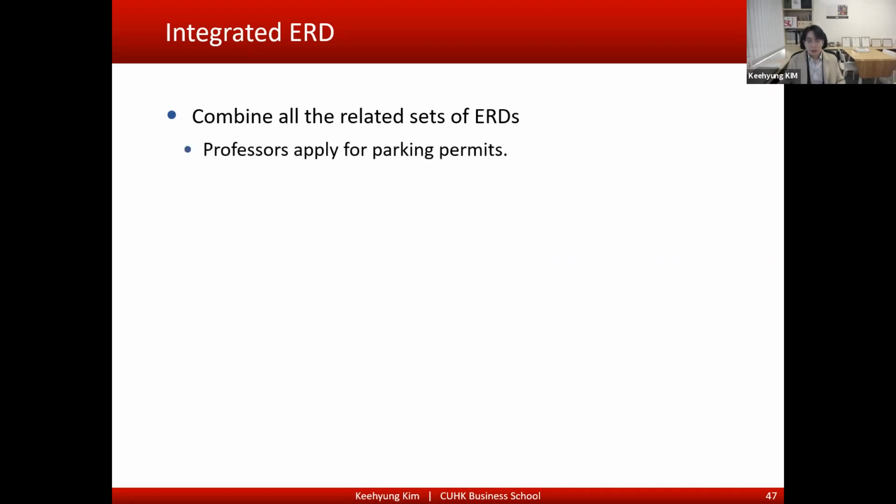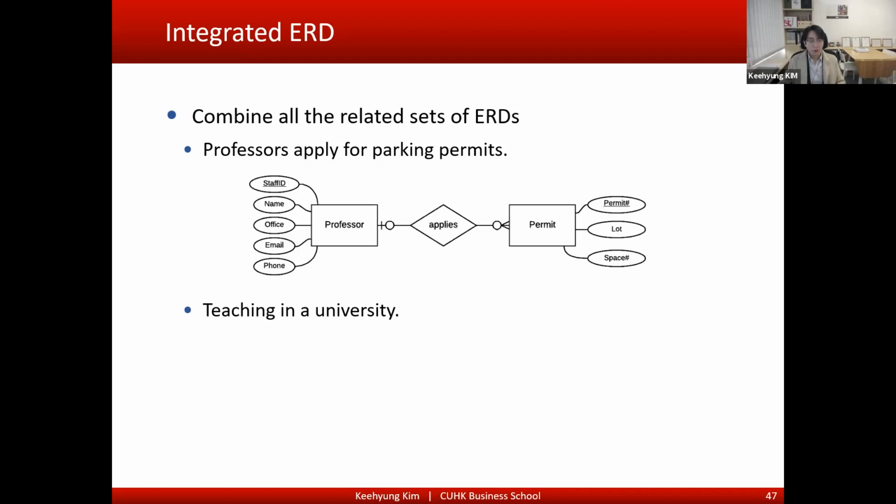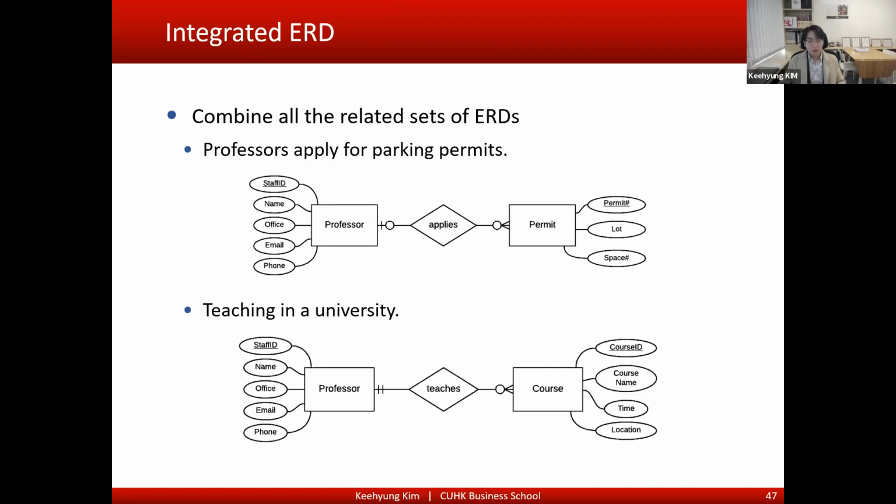So let's think about our example earlier. We talked about, in the university, a business event of a professor applying for a parking permit. And we also talked about another business event, which is teaching in a university. For the first business event, professor applied for a parking permit, we created this ER diagram. And for teaching in a university, we created this ER diagram. So we have 2 business events here, and we created the ER diagram for each business event.